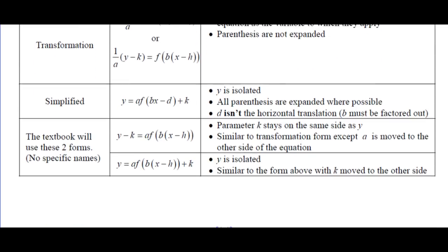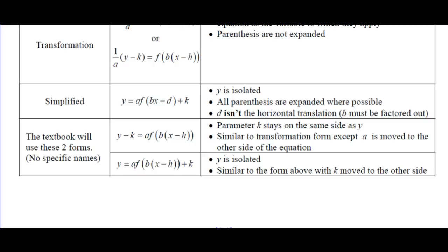Simplified form: y equals, so the y is isolated. All parentheses are expanded where possible. So now this is brought in, so it's bx minus a different constant. It's not h anymore, it's bx minus d. You've got the a. On this side, the a and the k are telling you exactly what to do. If a is a 2, it's a vertical stretch by a factor of 2. And d is not the horizontal translation; you must factor out. In this case, it would be d over b. You factor out the b.